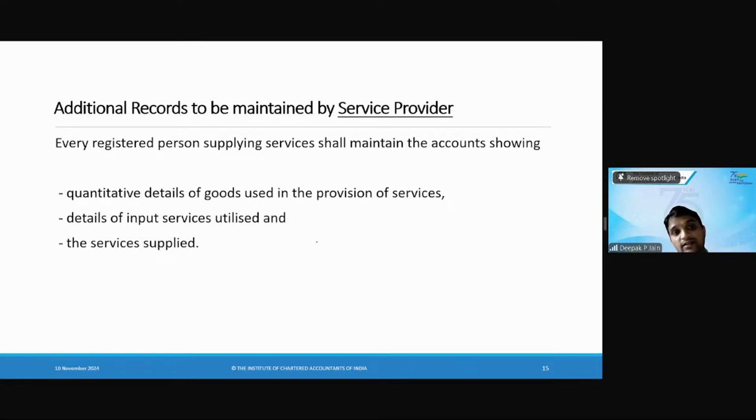फिर सर्विस प्रोवाइडर. सर्विस प्रोवाइडर को क्या मेंटेन करना है? बहुत सिंपल, लेकिन वो भी क्या कर सकता है, वो गुड्स यूज कर सकता है. जैसे जॉब वर्कर, who is a service provider, but he may be using some goods, जैसे कंज्यूमेबल्स यूज कर सकता है. So he will have to maintain quantitative details of goods which is used in the provision of services. क्यों? क्योंकि उसने जो भी गुड्स यूज किए हैं उसका क्रेडिट ले सकता है.